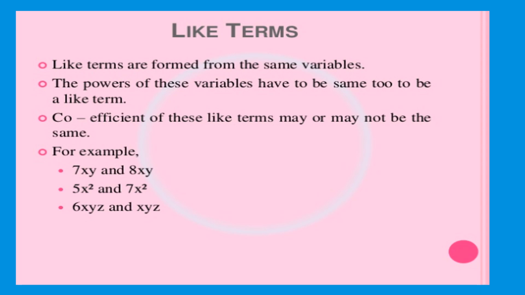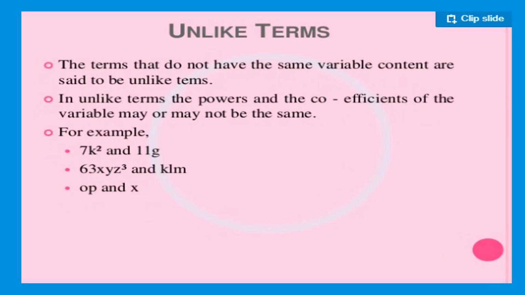All these are called like terms. The variables should be the same, and the exponents also should be the same in like terms. What are unlike terms? The terms that do not have the same variable are said to be unlike terms.